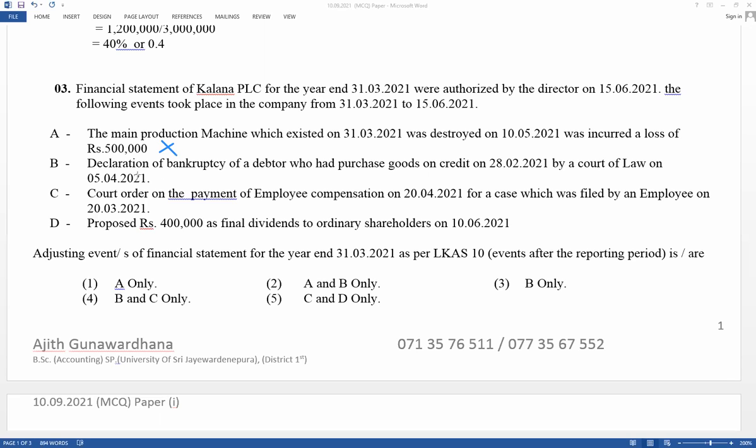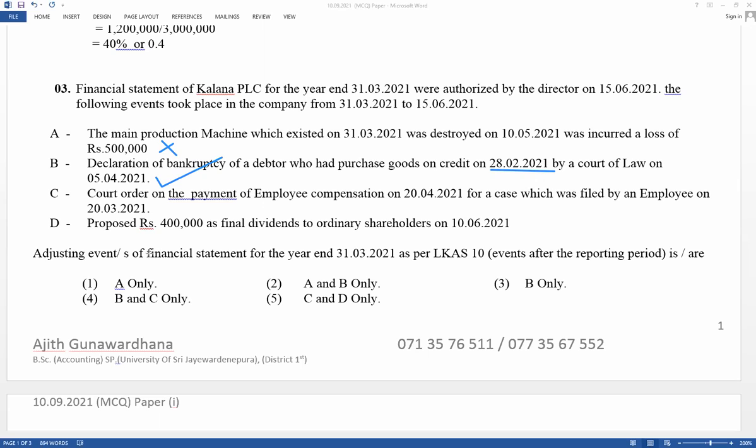And think about the second one, declaration of bankruptcy of a debtor who had purchased goods on credit on 28 February 2021 by court of law on 5th April 2021. Think, as of 31st March 21 the debtor became bankrupt before signed by the director. Therefore, this one is an adjusting event. The condition existed on 31st March, the debtor was already bankrupt.